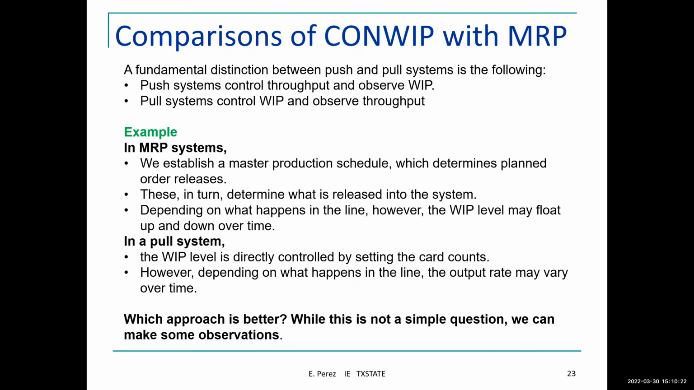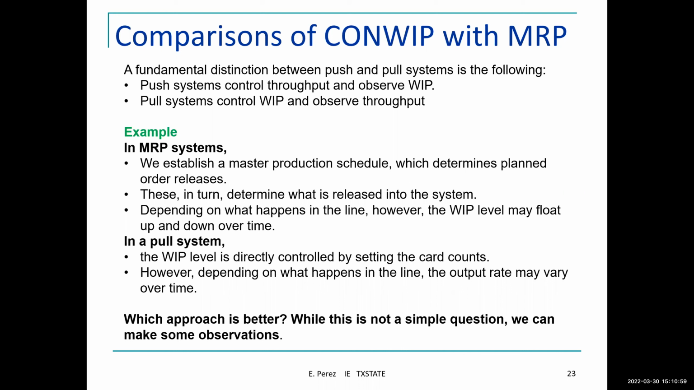So the fundamental distinction between push and pull systems is the following. Push systems control throughput and observe the WIP. Pull systems control WIP and observe the throughput. For example, in a push system, we establish a master production schedule, which determines planned order releases. These in turn determine what is released into the system. Depending on what happens in the line, however, the work-in-process level may float up and down over time.